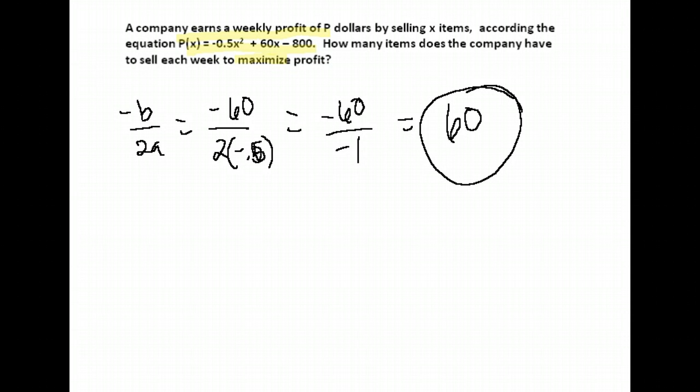If it asked what is the maximum profit, we would go ahead and substitute 60 back into our function and find the profit. So here are a couple examples of application problems involving quadratics.